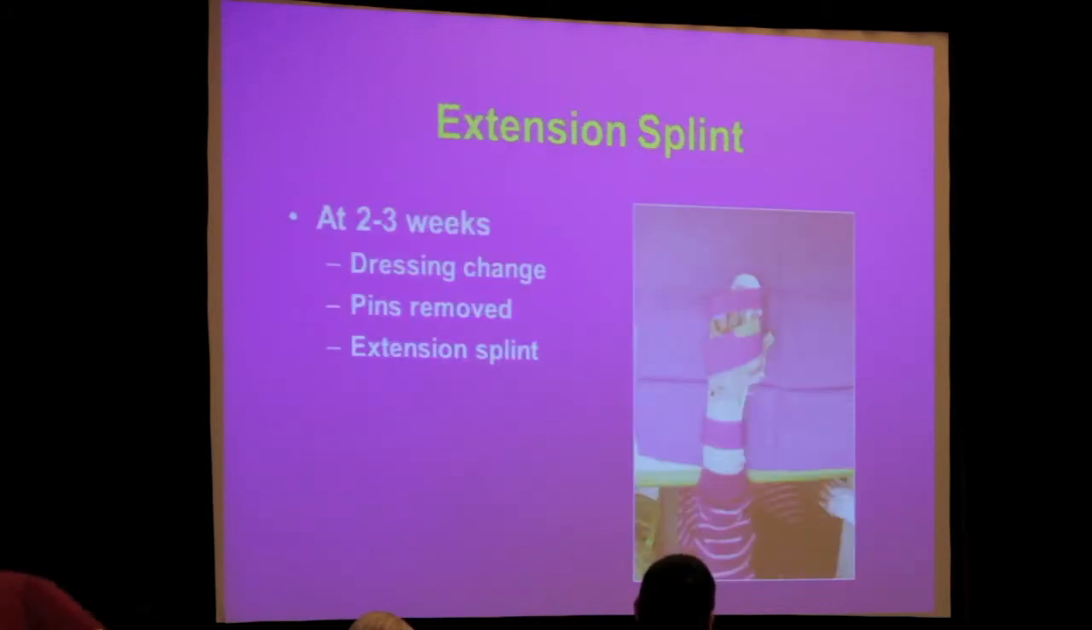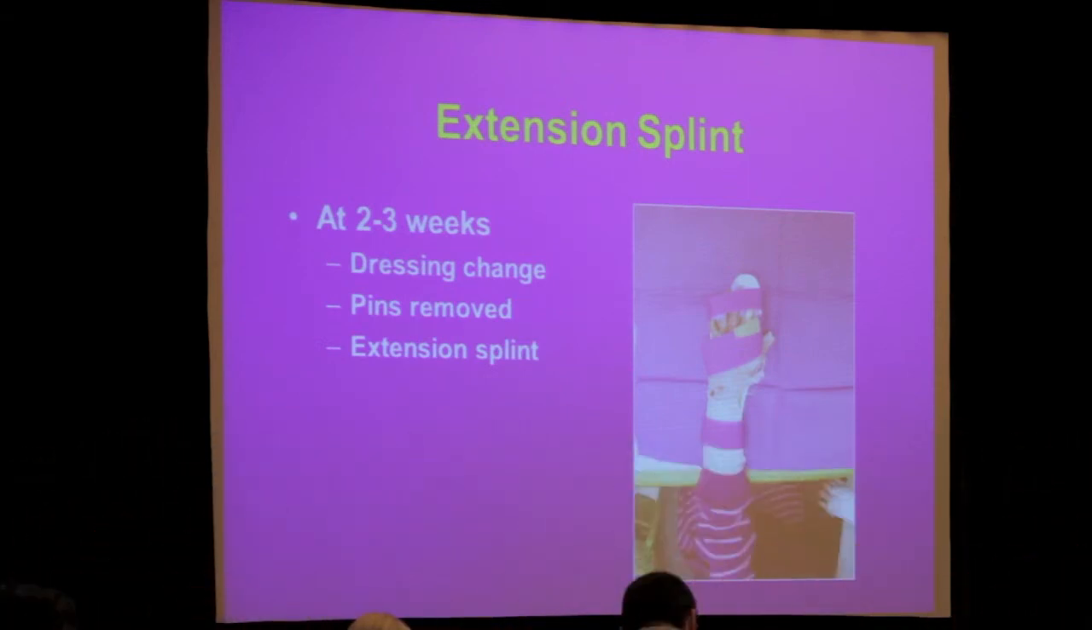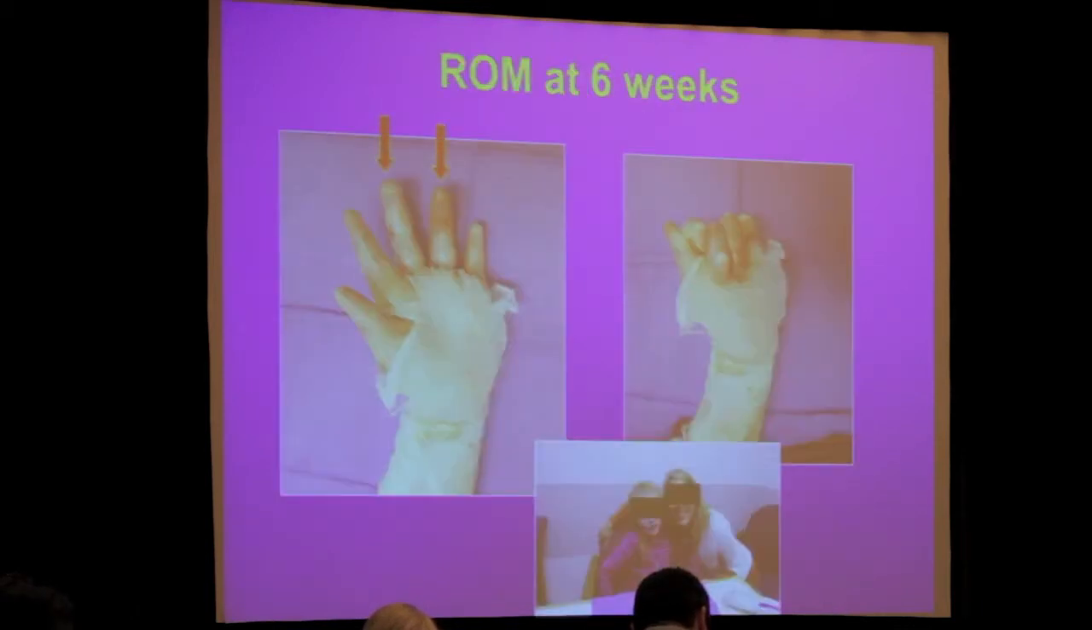Sometimes this is not feasible. Then at 2 to 3 weeks after the dressing change, the therapist will make a splint holding the fingers in a functional position. The pins are removed and therapy is slowly initiated.